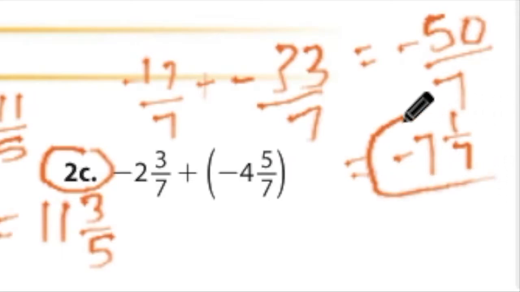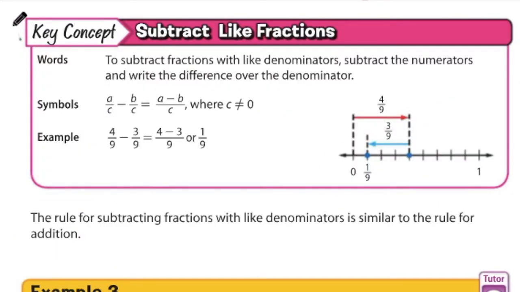Again, not too terribly new information, but just keeping track of those negative signs and also paying attention to some different strategies that you can try when you're adding mixed numbers. Again, please become familiar with the key concept of subtracting like fractions, especially being able to put it into words. When you're subtracting fractions with like denominators, subtract the numerators and then write the difference over the denominator. Also, the symbols: a over c minus b over c is equal to a minus b over c, where c is not equal to 0.